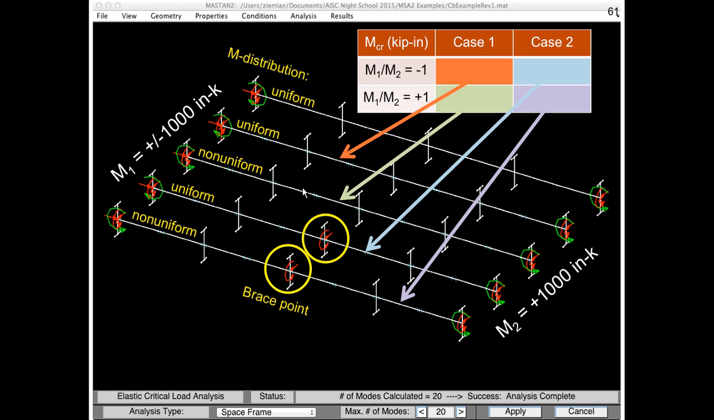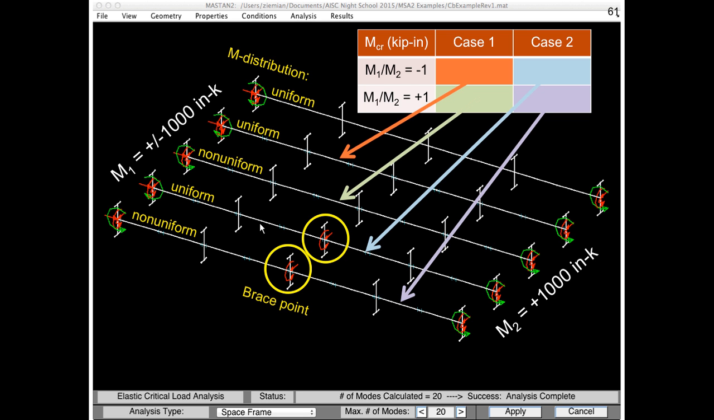The next beam is the same as before. We've just got bracing only at the ends. We do have warping resistance turned on, as it is for all the other beams now. And what we're going to do is subject this one to non-uniform bending. So we're going to have equal moments at the end, and we'll have that non-uniform bending moment I was showing you before.